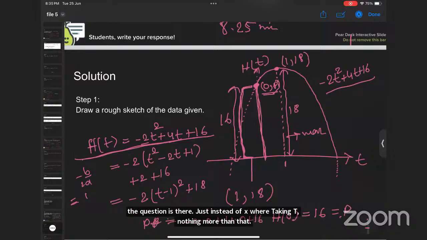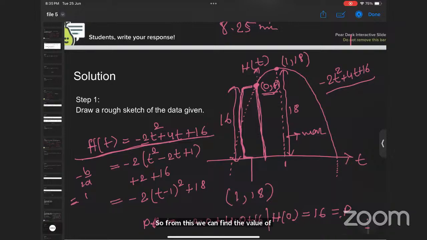So from this, we can find the value of p is 16. Clear? Yes, ma'am. So the height will be 16. Clear? Okay, ma'am. Yes, ma'am.